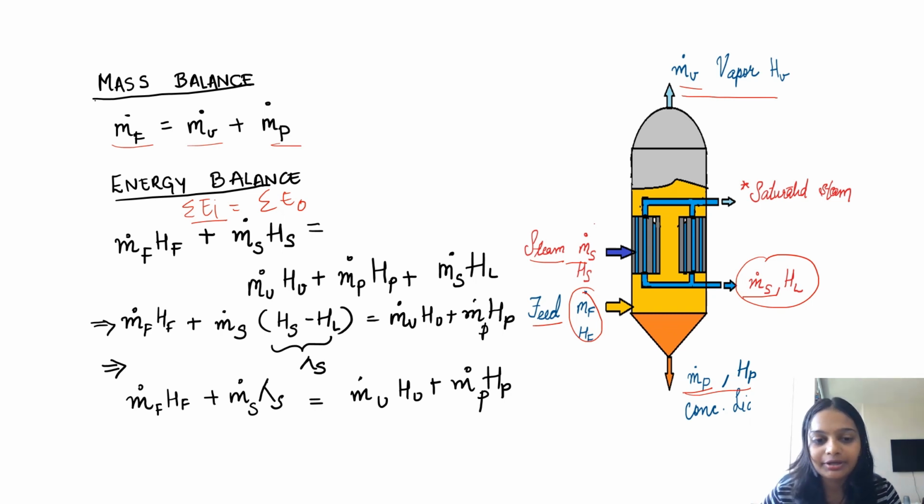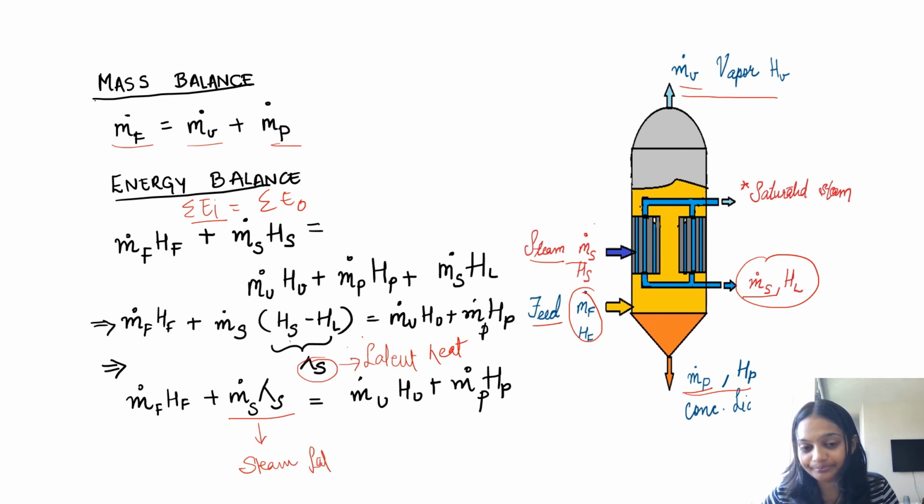Now, calculating it, putting ms together, we get hs minus hl. So what is it? This is the enthalpy of the vapor state minus the enthalpy of the liquid state, which equals lambda s, called the latent heat of vaporization. Putting this together, we get the equation mf hf plus ms lambda s equals mv hv plus mp hp. So this is the steam's latent heat of vaporization.